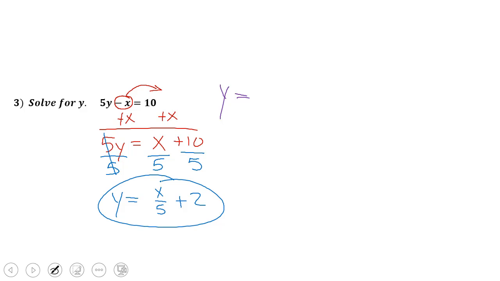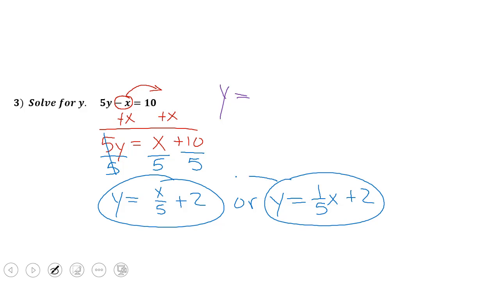The other one that you could get used to, ladies and gentlemen, you should understand about terms. This variable term x does have a coefficient of 1. So I could write this as y equals 1/5 x plus 2, instead of leaving that up there all by itself. These are equivalent. They are the same thing, and understanding that is going to help you when we get to Unit 4. So I'm just telling you, pay attention to what we're doing.